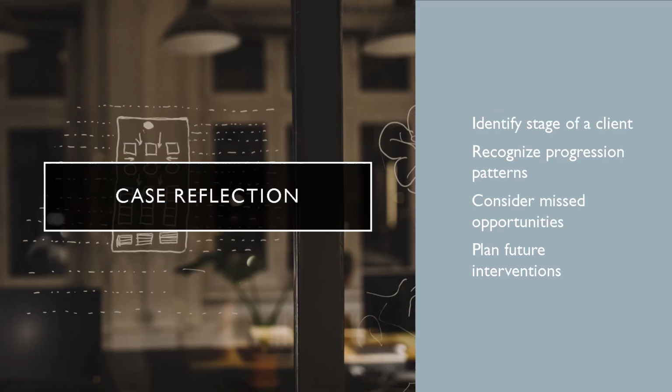So I want you to take a moment to apply what you've learned. I want you to think about a specific client, either current or past. And I want you to identify the stage that they were in or they're currently in. Look at their behavior. What were their patterns? What are the consequences that they're experiencing? Can you see the progression? Are there points where maybe intervention could have occurred earlier?